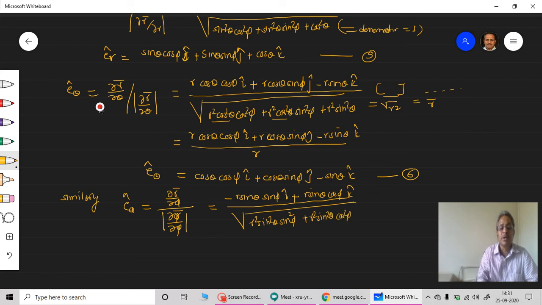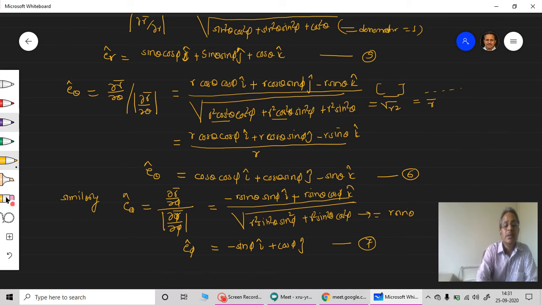So check what is this denominator. This denominator comes to be only r times sin theta. So this r sin theta here and r sin theta in the numerator get cancelled, and you will get a very simple vector for this: E phi cap is equal to minus sin phi into i cap plus cos phi into j cap. So that is my equation number 7.